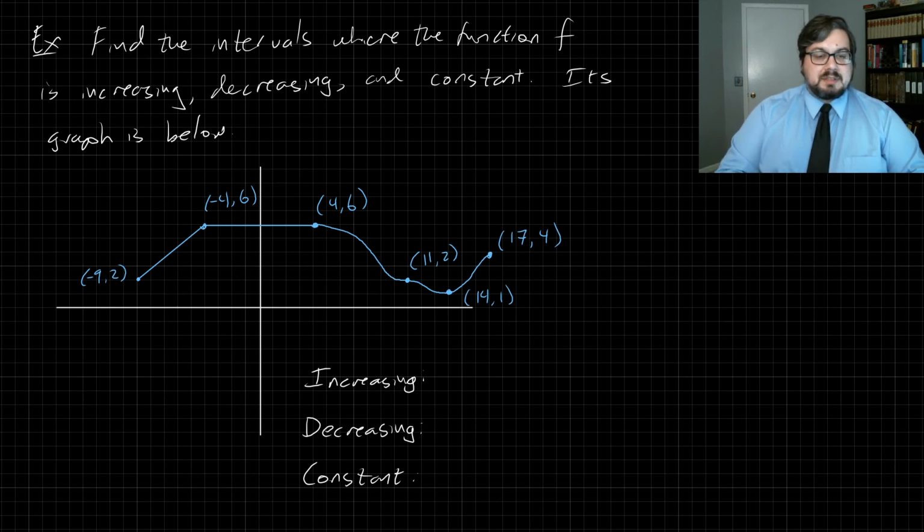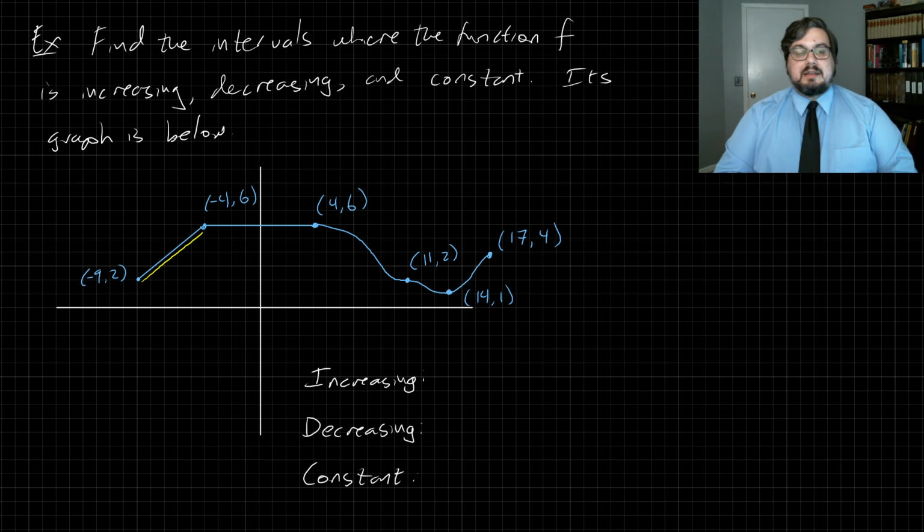So for instance, this first part of the graph, from the point (-9, 2) to the point (-4, 6), we see is increasing. It actually looks like a line segment, so it has a slope, and it's got a positive slope. It's moving up when we move from left to right.